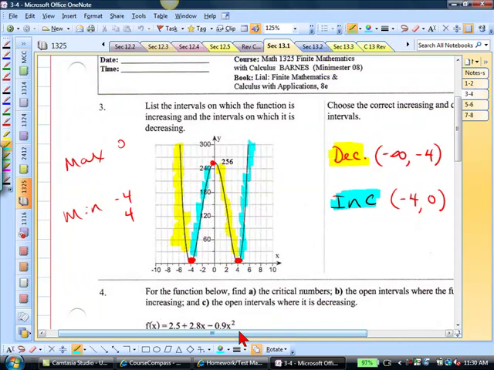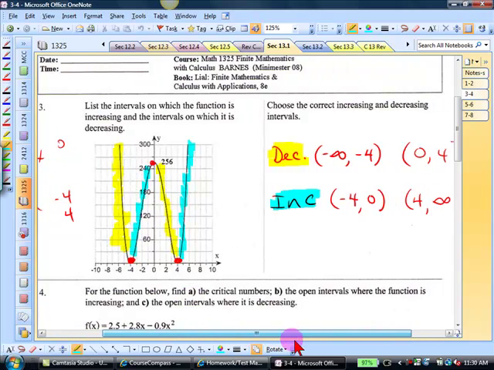Number 3. List the intervals for which it's increasing and decreasing. So I did the same thing. I color-coded it, and I said, okay, it's decreasing where I have it in yellow, and it's increasing on the blue, and I noted the x values of the max and of the min. It has two mins, -4 and 4, and this one's at x equals 0.